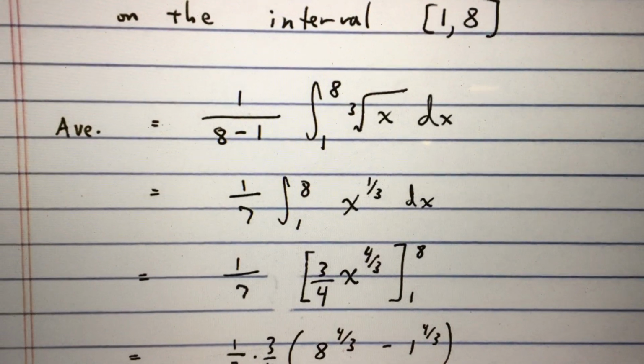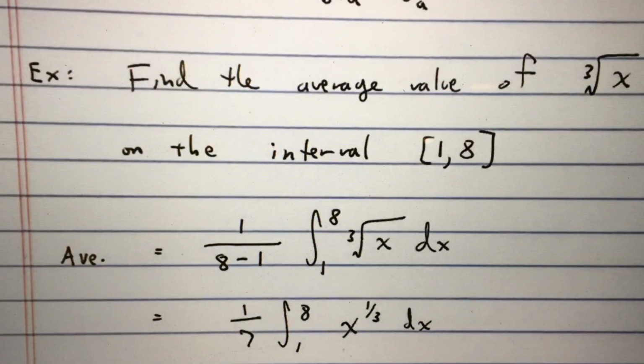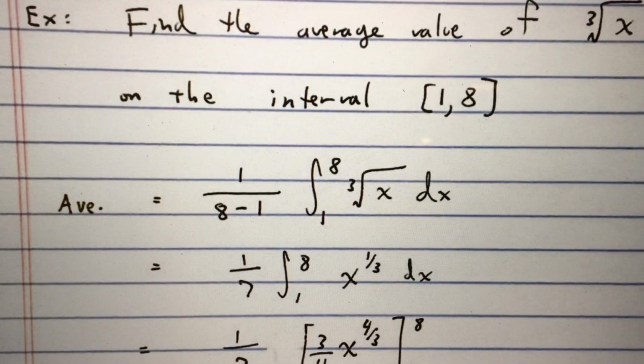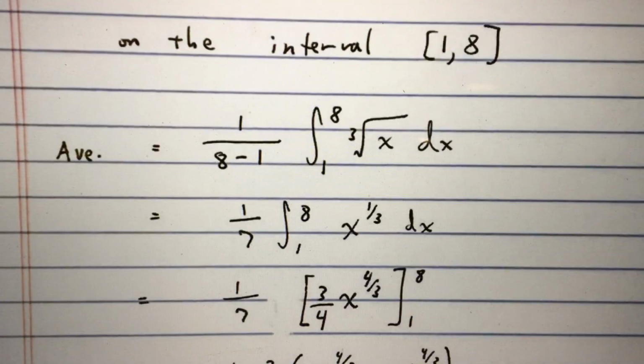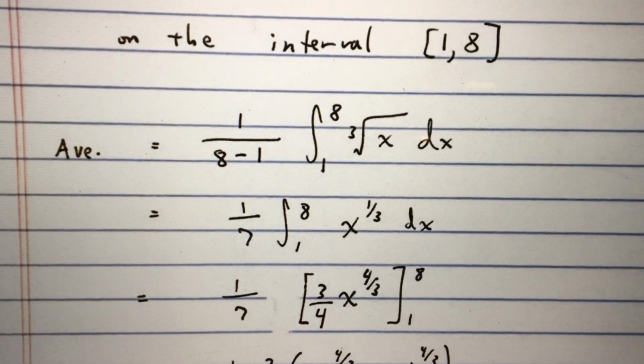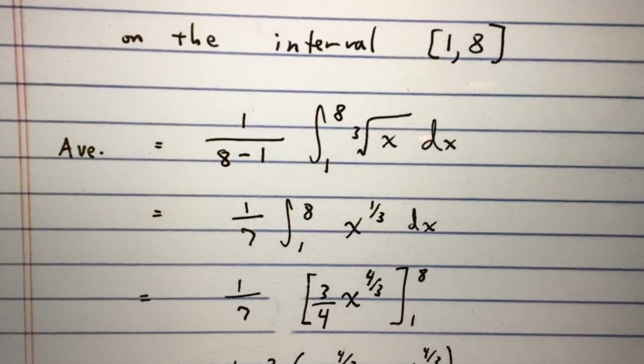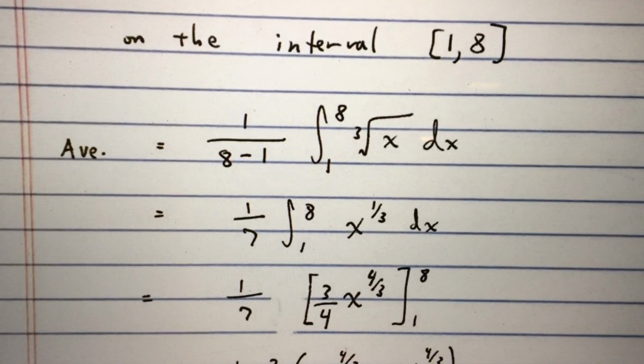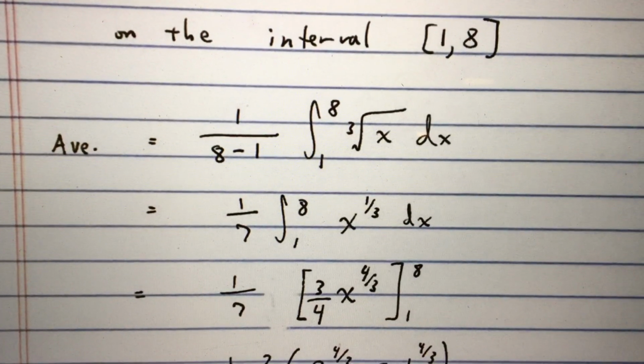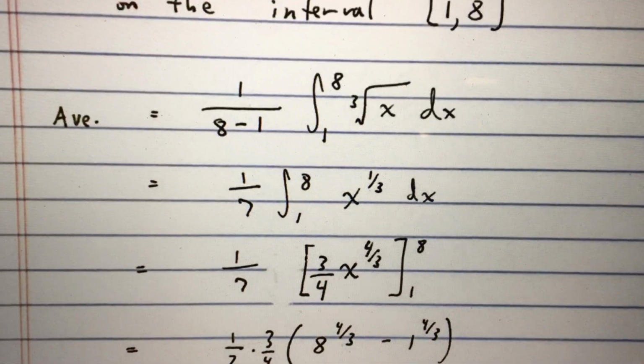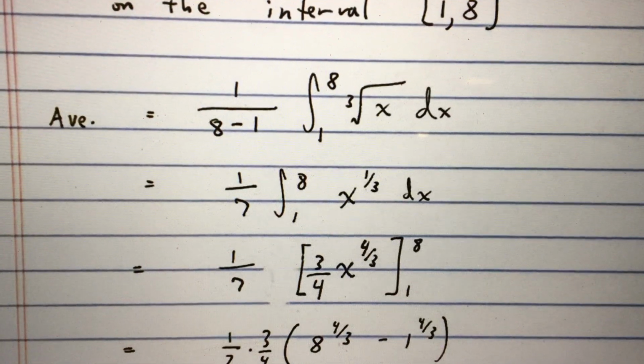All right, so now that you've got the formula, all you have to do is remember it. And the hardest thing about it is that it's easy to forget that part out front, the 1 over b minus a. But when you find the average, you do have to divide by the total. And that's what we're going to think of that as, dividing by the total. So 1 over 8 minus 1, and then integral 1 to 8 of cube root of x dx.